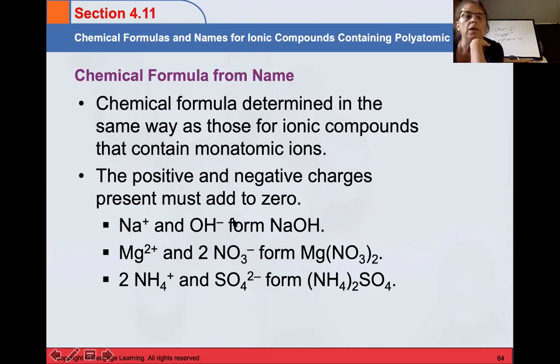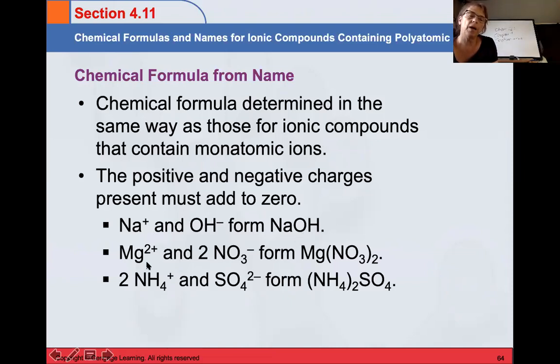So to write the chemical formula from the name, the chemical formula is determined in the same way as those for ionic compounds. You just have to know the charge of the ion, the charge of the polyatomic anion, and then you just put those together to cancel out the charges.